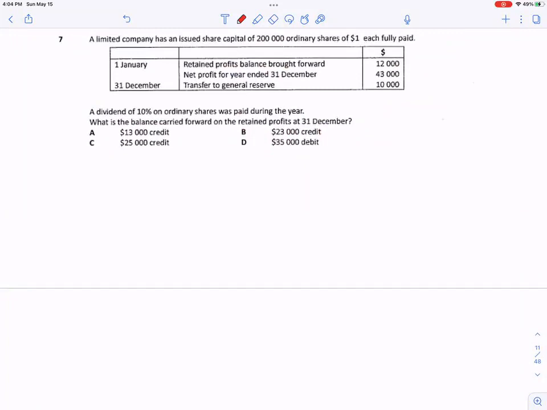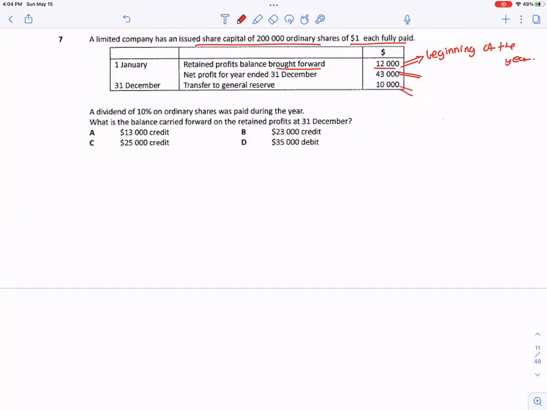A limited company has issued share capital of 200,000 shares of $1 each. Retained profits brought forward. When I say brought forward, what does it mean? It is the retained earnings at the beginning of the year. This is net profit. This is profit for the year.